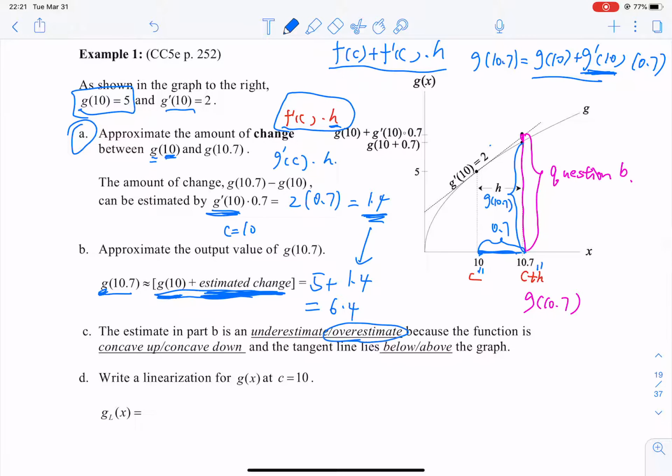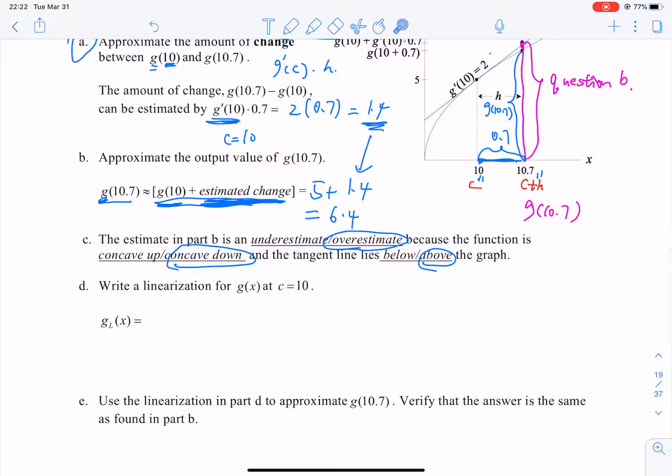And because the function is concave down, similarly, if the function is concave up, then you can see the tangent line is below the function graph. Then that means our estimation is an underestimate. But for this one, because the function is concave down, for any function that is concave down, the corresponding tangent line must be above, like this one. The tangent line is above the function graph. So that's how we got the overestimation. If the function is concave up, then we are actually underestimating. If the function is concave down, then we are overestimating.